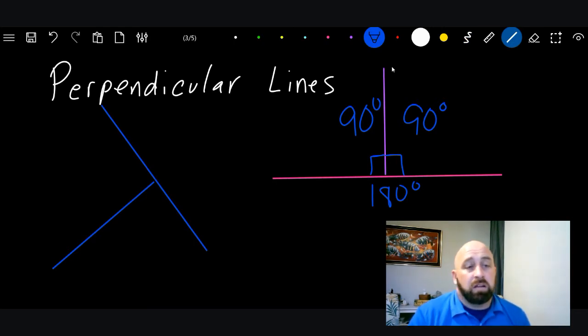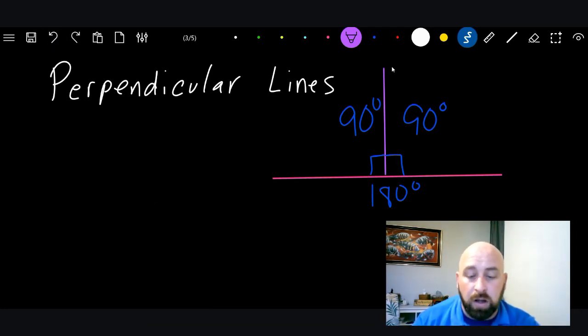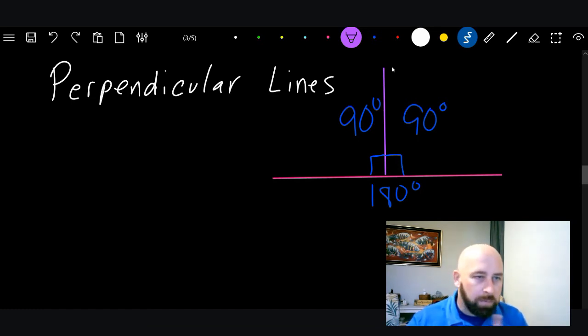They could be on that angle. That's fine. They still form two right angles. In other words, this is still a 90 and that's still a 90. So they can be in any direction, any angle that you want, but they have to form 90s. If they form 90s, they're perpendicular. What if they form 89 and 91? Not perpendicular. It's got to be 90 and 90.